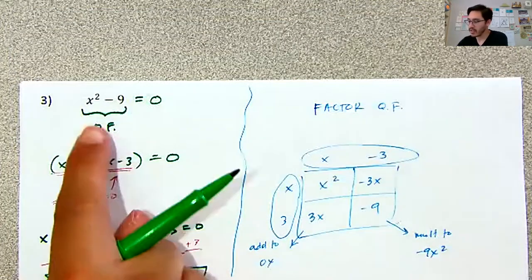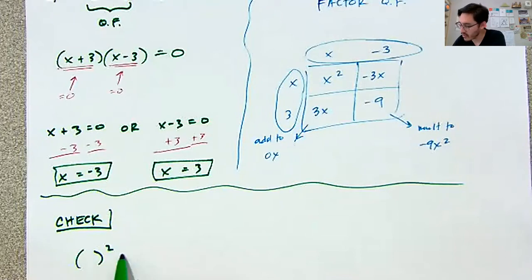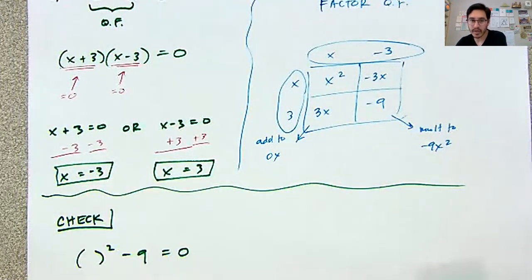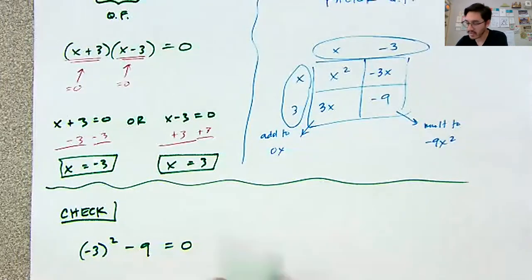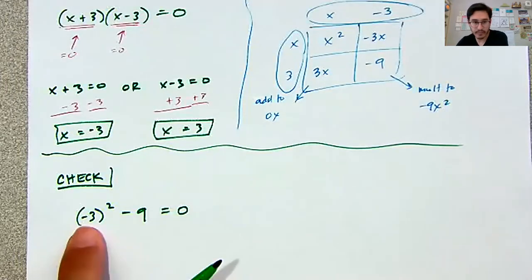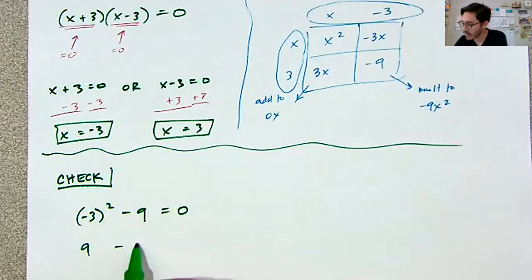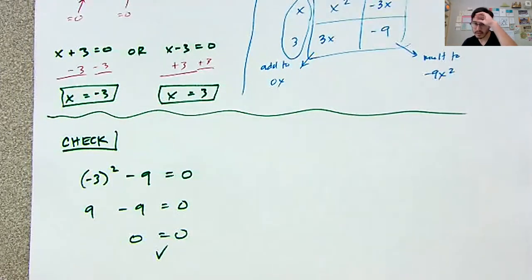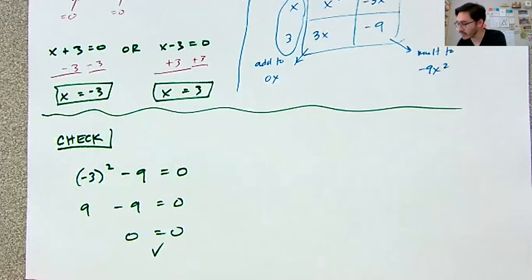Take the original equation, x squared minus 9 equals 0, and test out each solution one at a time. Let's test out -3. When you square that, you get 9. 9 minus 9 is 0, which is the same as 0. So -3 is a solution. It makes the equation true.